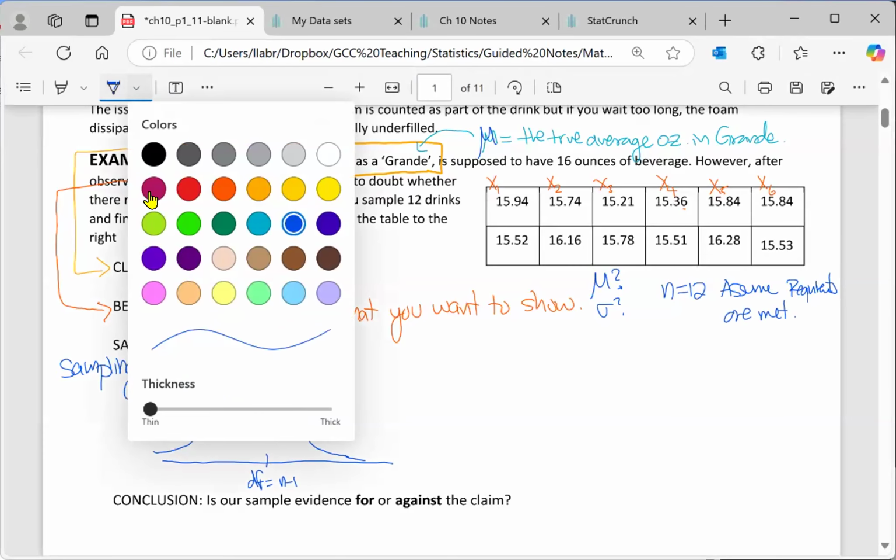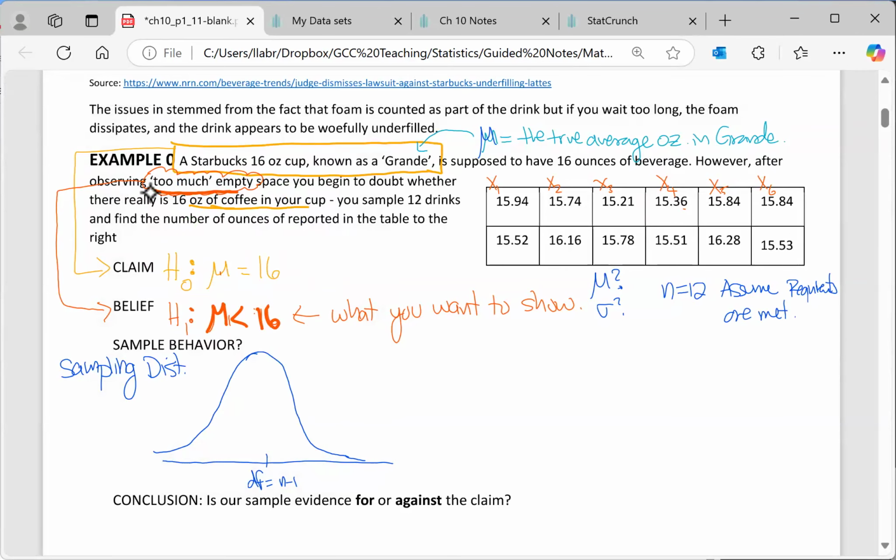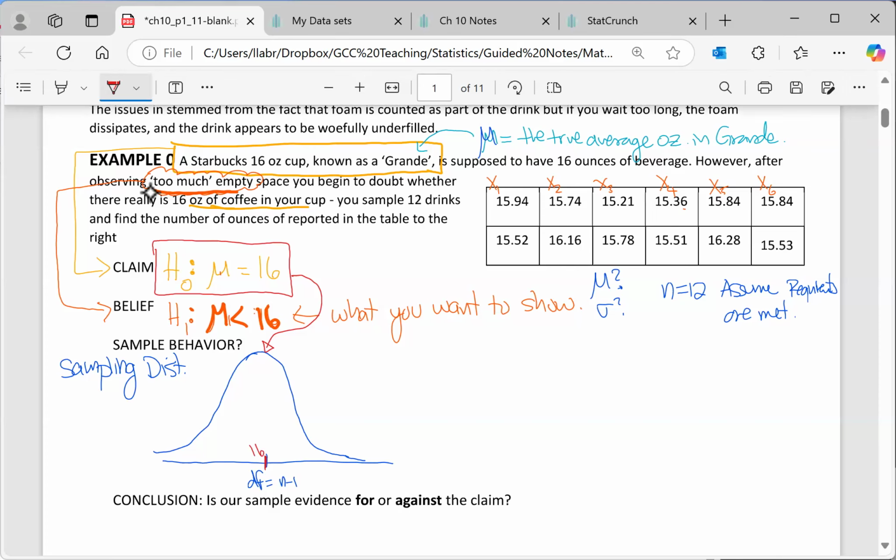So the middle here should be 16, right? We're essentially going to say, let's pretend that this is true. I'm not going to argue. I'm just going to say, okay, for the sake of argument, that Starbucks is correct. Then my sampling distribution will be centered. This guy right here will be 16.